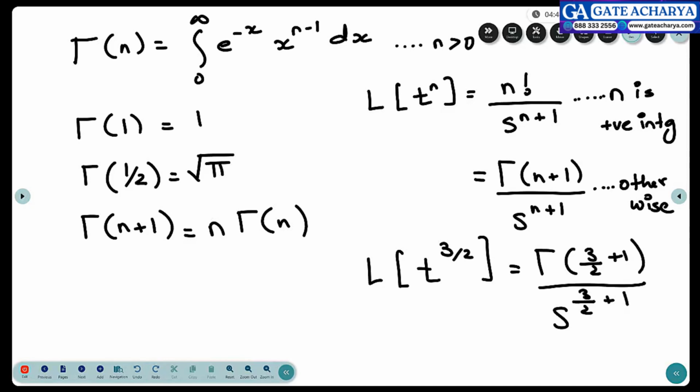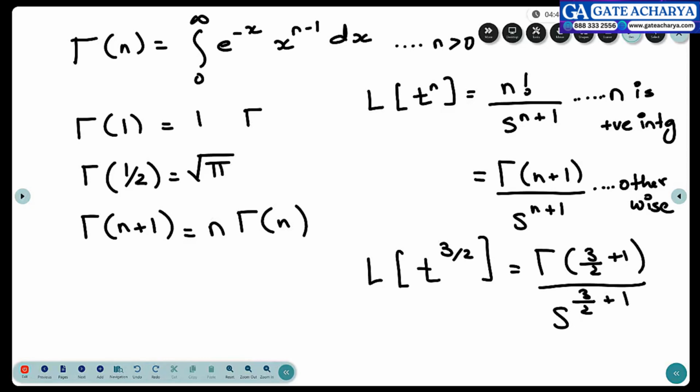So the denominator is okay, as 3 by 2 plus 1 is 5 by 2. But what about that gamma function? How will you handle that? That's where I'm going to use these properties. These are the main properties of the gamma function. The value that I know is gamma function of 1 is 1. Gamma function of half is root pi.